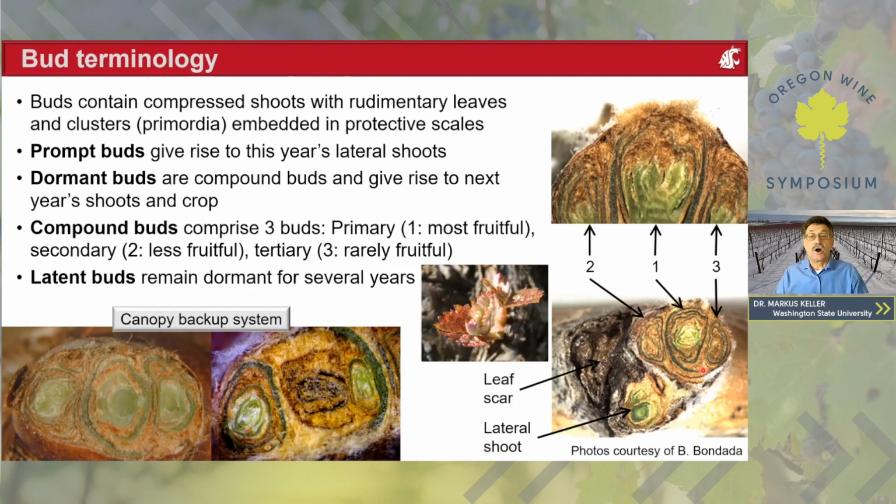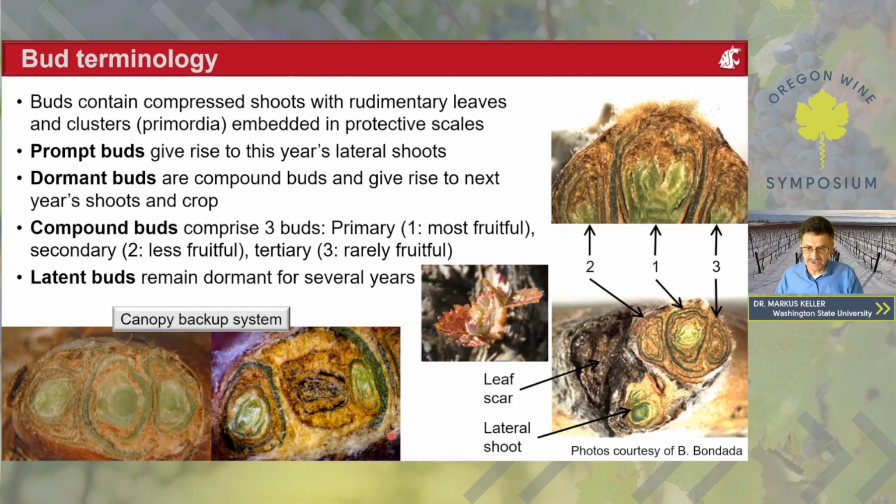Those dormant buds are compound buds because they comprise 3 buds. So we have the primary bud in the center, and a secondary and a tertiary bud off to the sides. The primary one is usually the most fruitful, the secondary bud is less fruitful, the tertiary bud typically not fruitful, with rare exceptions. And so we have this 1, 2, 3 system that essentially serves as a canopy backup system.